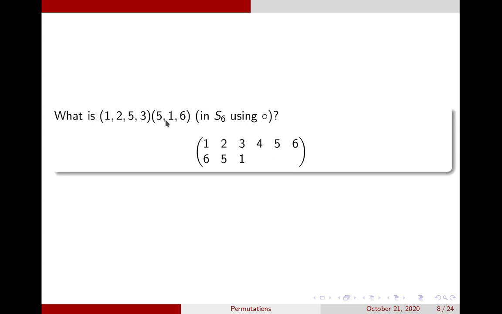The right cycle sends 4 to 4, since 4 does not appear here. The left cycle sends 4 to 4. 4 is sent to 4 by the product of the two cycles.